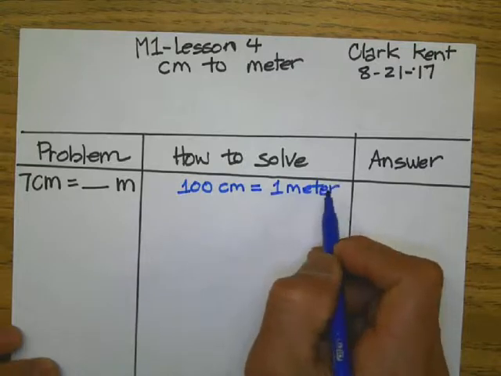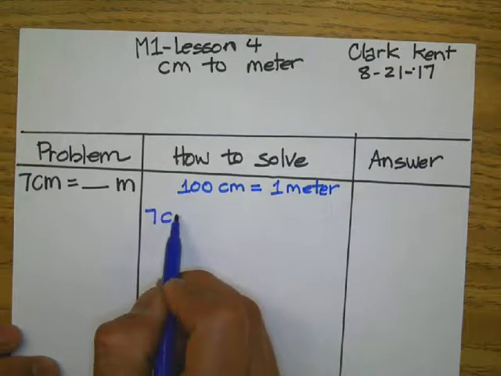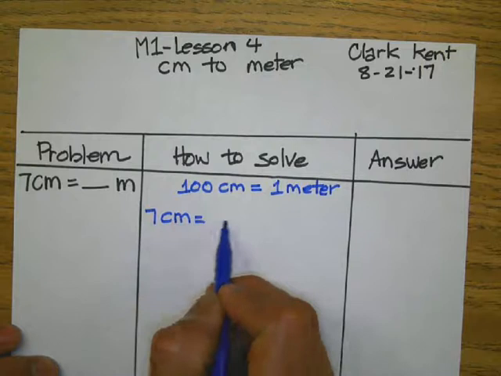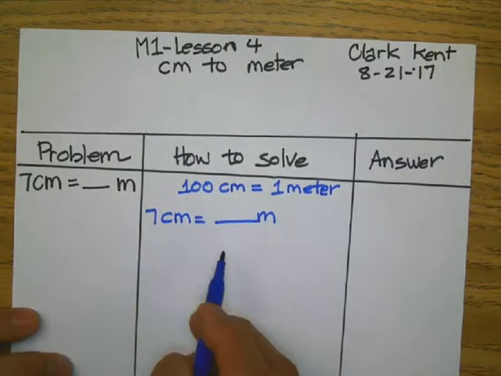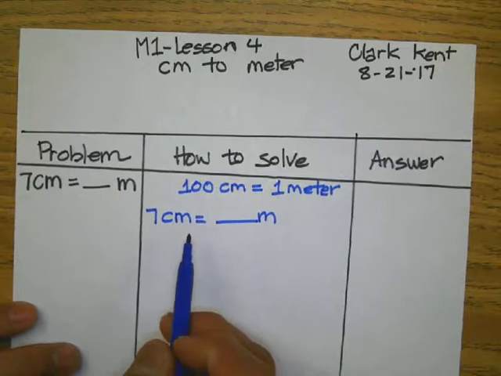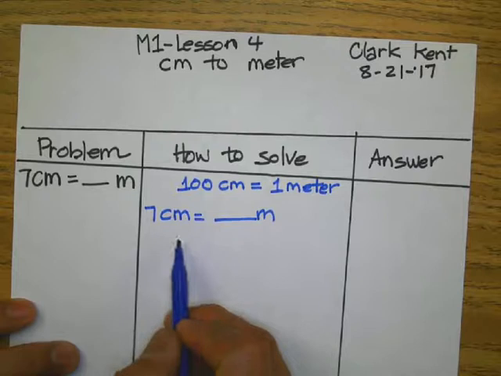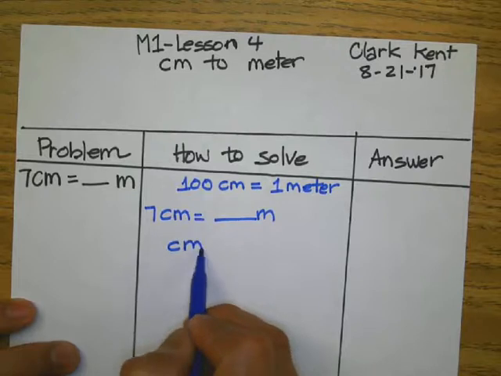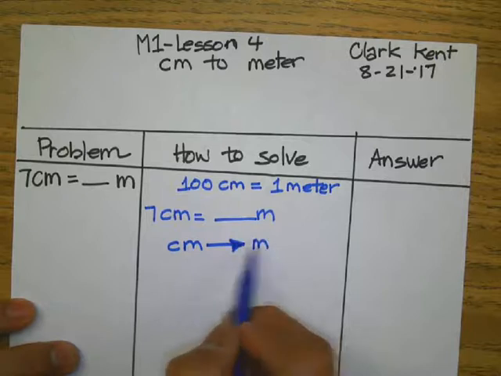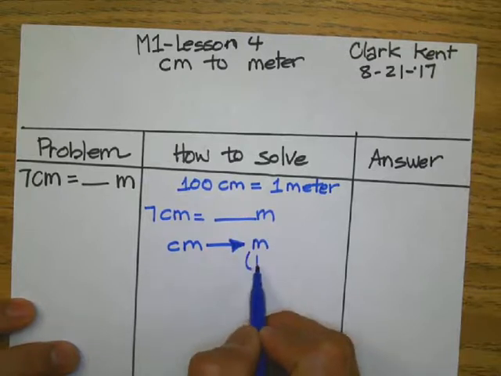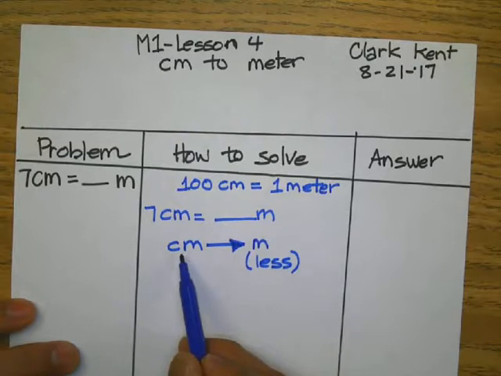Okay? So if we're going to solve this problem, we will write 7 centimeters equals how many meters? One thing you need to understand is that when you are converting a number from a small unit of measurement, in this case centimeters, to meters, the answer is going to be less. That means this number should be less than this number, even though they're equivalent.